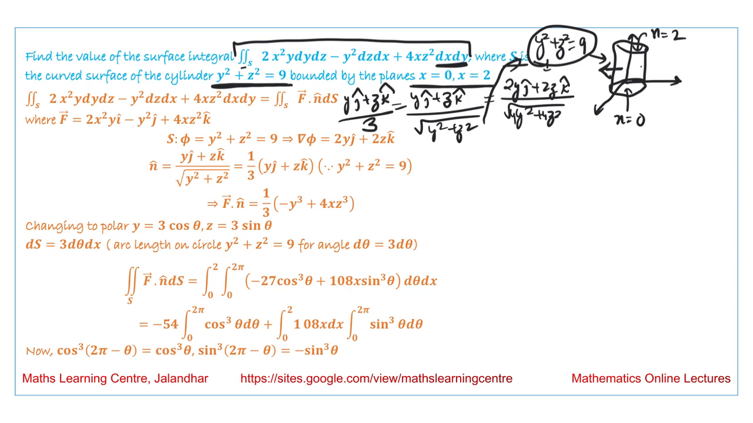Now if we calculate the value of F vector dot n cap, F vector we are writing is 2x square, y square and 4z square.